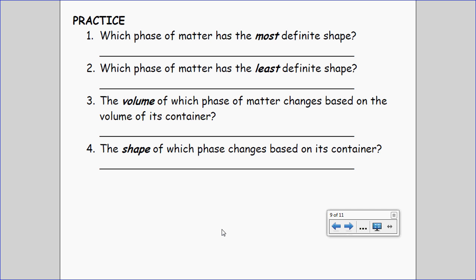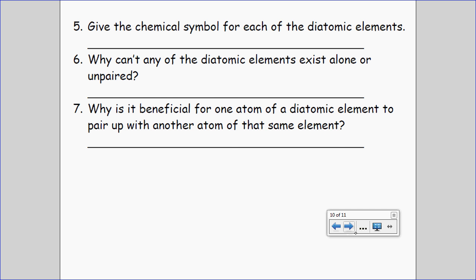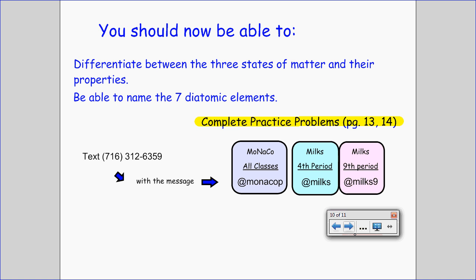Okay. So for practice, you want to take some time and write your short answer responses for the homework. You can also do some practice problems on pages 13 and 14 of your homework. And remember, your Easter egg is to tell me what website I use for my online quizzes.